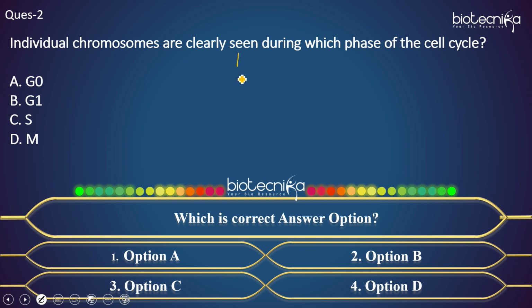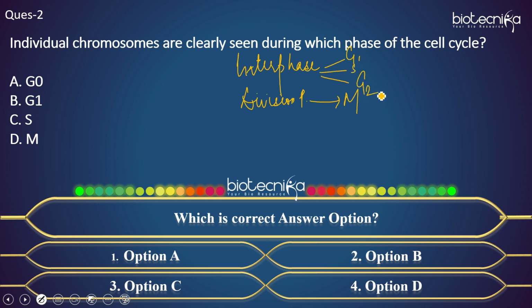If you know, the cell cycle is divided broadly into two phases. It is interphase as well as the division phase, or you can say the mitotic phase. This division phase is called the M phase, but the interphase is divided into G1, S as well as G2 phase. And before G1 is a G0 phase, which is called the resting phase. It is a resting phase for the cell, where the cell enters the quiescent state. So you cannot see any chromosome here. So this option goes wrong.